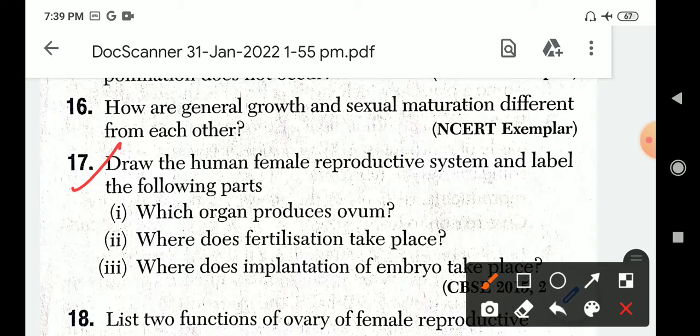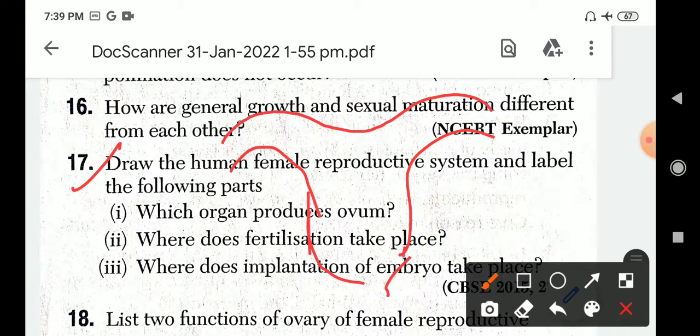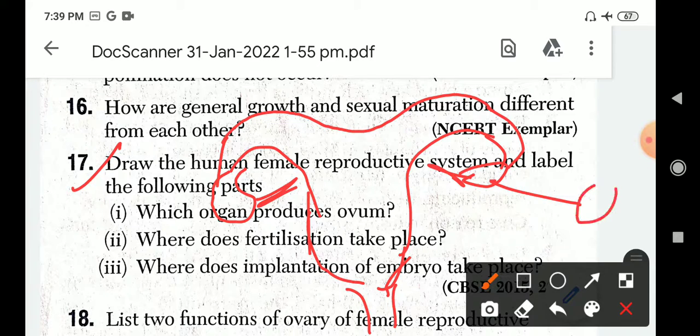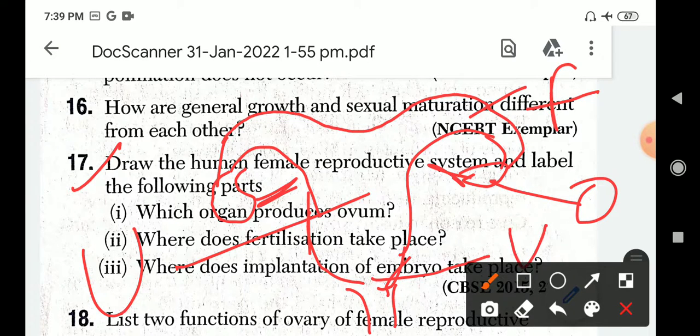Now next question, draw the human female reproductive system and label the following parts. So obviously you know about it, you can draw it like this. This is a pear shaped organ, okay. This is a rough diagram, right. Here ovaries are present, right. So this is your ovary, and this is the fallopian tube, and this portion is called uterus, right. This portion is called cervix, and this opening is called vagina.